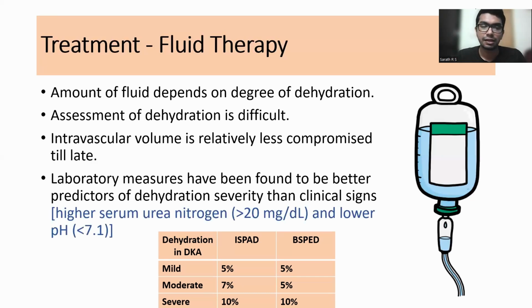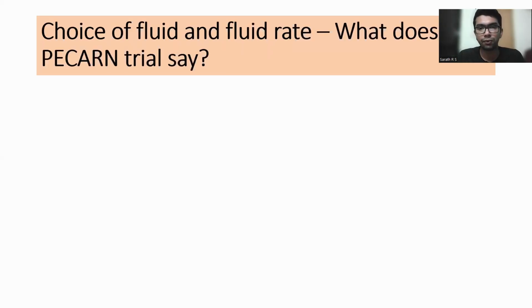Then, since clinical assessment of dehydration is very difficult, we have to resort to some biochemical parameters to assess dehydration. Studies have found that higher serum urea nitrogen and lower pH correspond to severe dehydration. So what is the choice of fluid? There's a landmark study which was published in the year 2018. It is known as the PECARN trial.